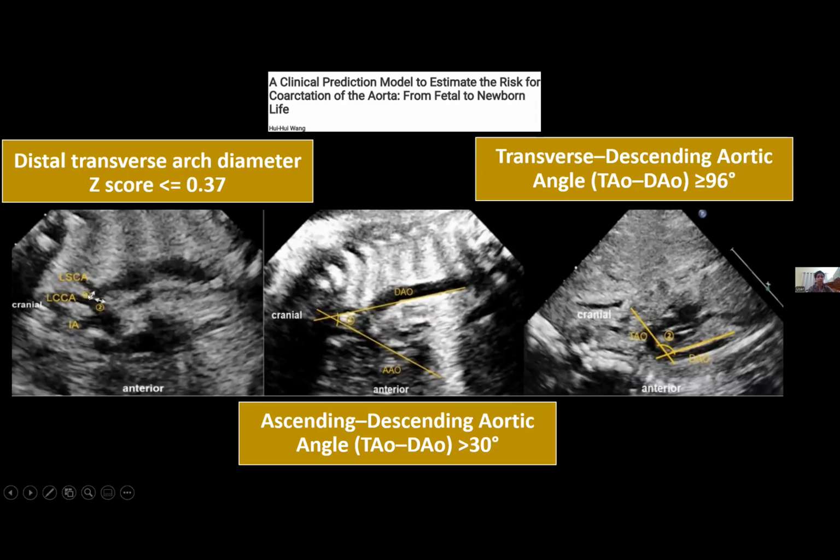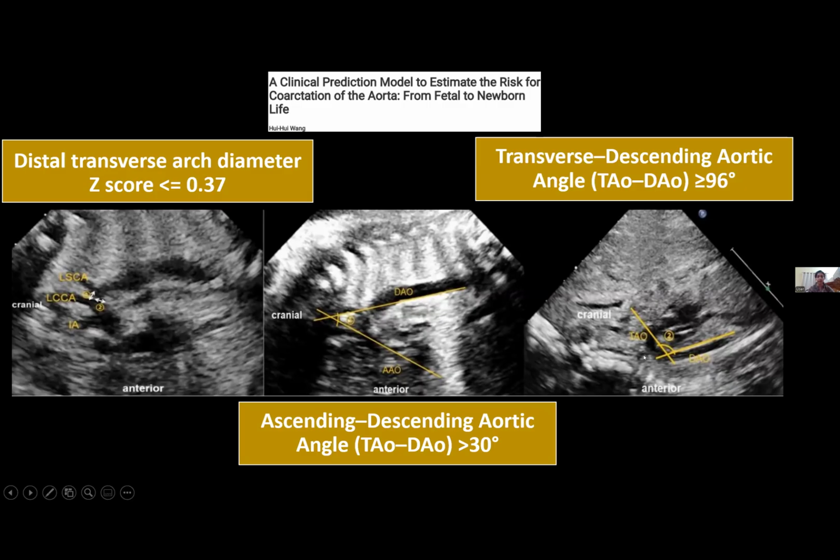The distal transverse arch diameter is measured between the left common carotid and left subclavian arteries. A Z-score of less than or equal to 0.37 is suggestive of significant arch hypoplasia. Two geometric angles are also assessed. The ascending aorta to descending aortic angle is formed between the internal borders of the ascending aorta and the descending aorta, with a cutoff of greater than 30 to 32 degrees.